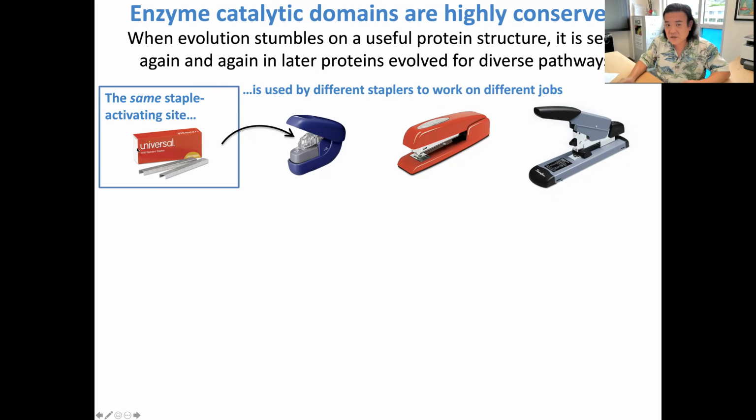So in other words, all of these staplers in their various shapes and sizes on this screen here, they all have the same staple activating site. That's why you can use a generic set of staples, right, to work in any of these staplers. But the rest of the stapler, the rest of the protein, is free to change. And if through evolution, that particular change that was introduced actually turns out to be useful for something else, then you have a different functional kinase protein.